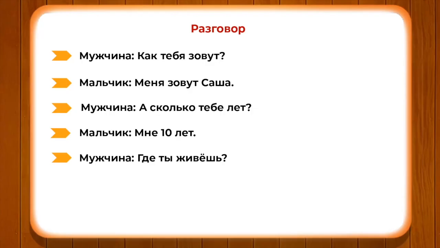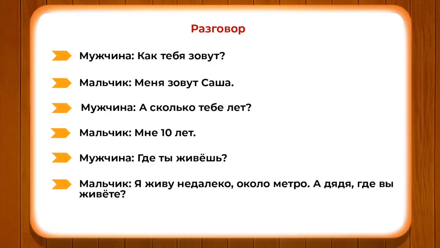The boy is answering, я живу недалеко. I live not very far. Недалеко. Because in Russian, if you want to say far, you use the expression далеко. But when not far, we use недалеко. We also have certain other expressions to express that if I don't live far, which means I live nearby. So, we can also say я живу рядом. I live nearby.